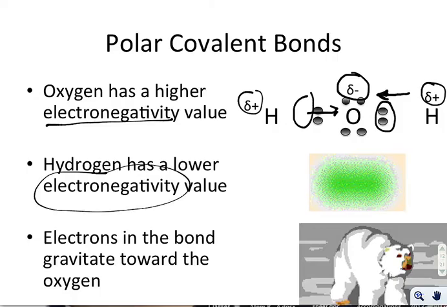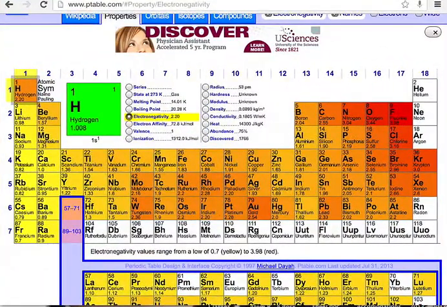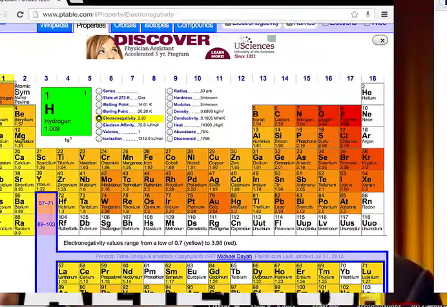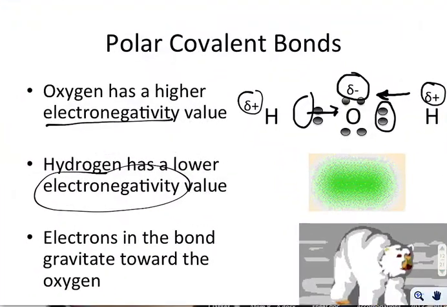And we can go to our periodic table and say, okay, hydrogen's in the top left corner, it's 2.2. Oxygen's over here in group 16, it's 3.44. Since this is the case, there's a difference of 1.2, and that's a pretty significant difference. So we can say that that right there is what we call a polar covalent bond.